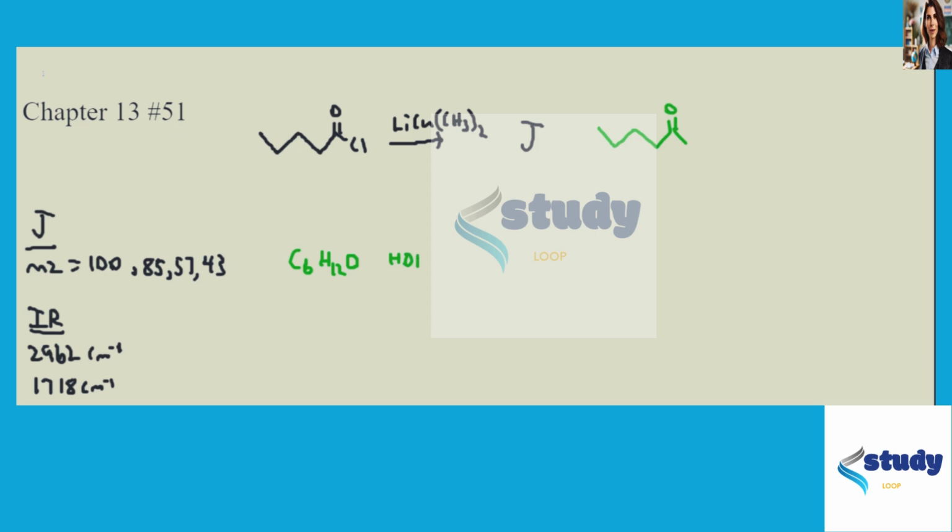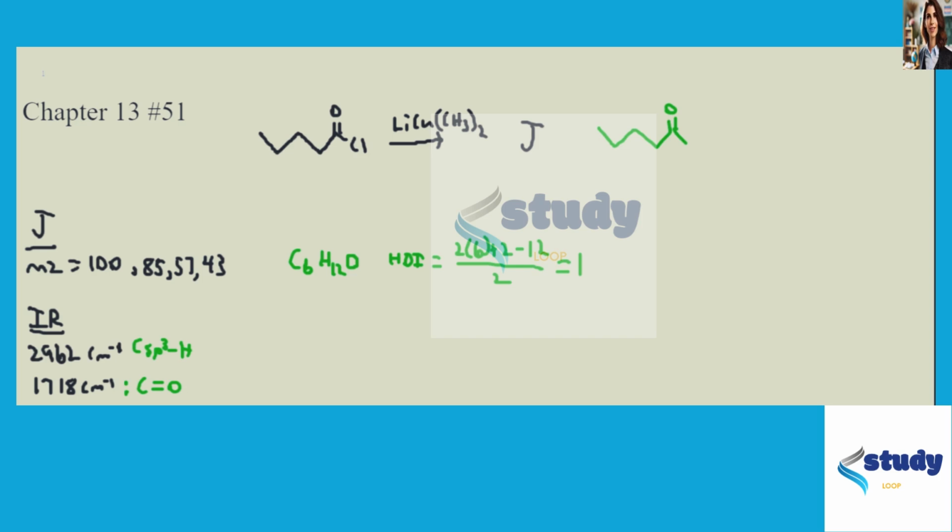So we can calculate an HDI here. That's going to be 2 times 6 plus 2 minus 12, all over 2, which is 2 over 2. It's going to be 1. And so this is a good indication that our carbonyl is still intact, our carbon double bond oxygen. When we go and look at the spectral data, the IR data bears that out. This peak at 1718 is going to be due to a carbon double bond oxygen. And then this other peak is going to be due to sp3 hybridized carbons bound to hydrogens.